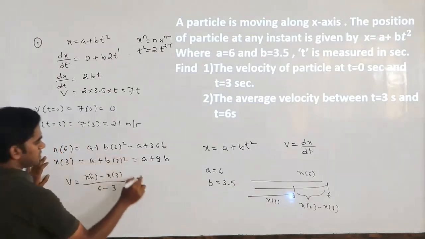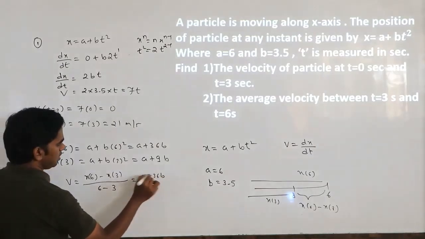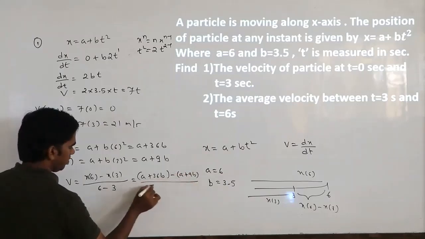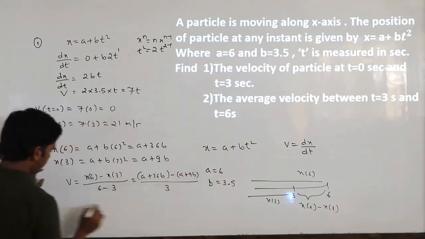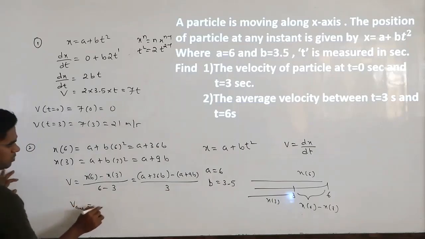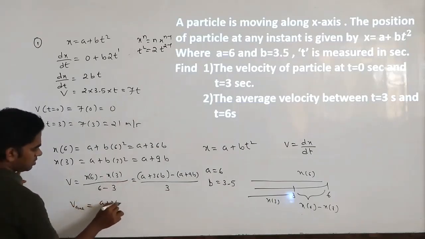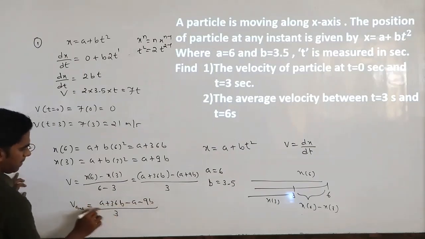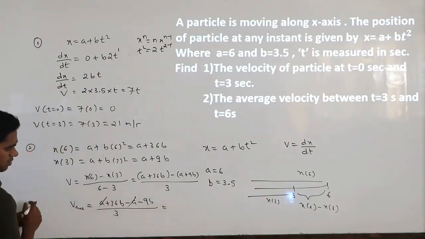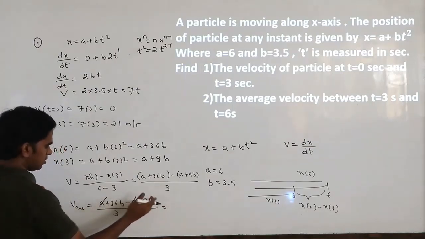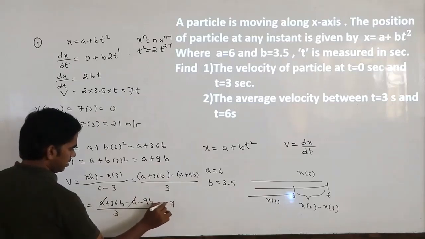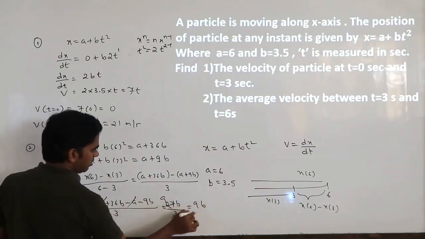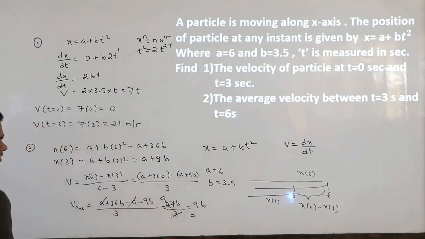What the x6 is a plus 36b minus a plus 9b divided by 6 minus 3, got 3. So v average is equal to a plus 36b minus a minus 9b divided by 3. So plus a minus a will get cancelled. 36b minus 9b, what remains is 27b divided by 3. 3 nines are 27, so 9b. Okay, so you are going to get it as 9b.